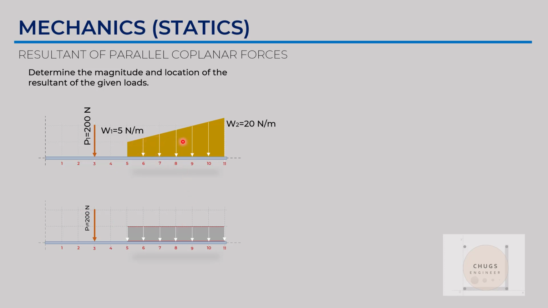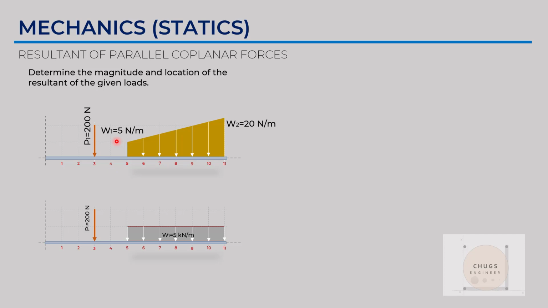Chinap ko muna to. Chinap ko tong triangle na yan. Triangle, ito triangle dito. Tapos itong baba is rectangle. So, chinap ko muna yan. That is 5 kilonewton lang nasabi dito. That is 5 Newton. That is weight 1.